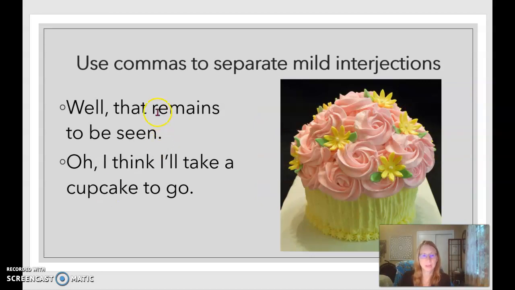Lastly, let's look at using commas to separate mild interjections. So here's our interjections. Well, comma, that remains to be seen. Or, oh, comma, I think I'll take a cupcake to go. So pretty straightforward with this one as well.